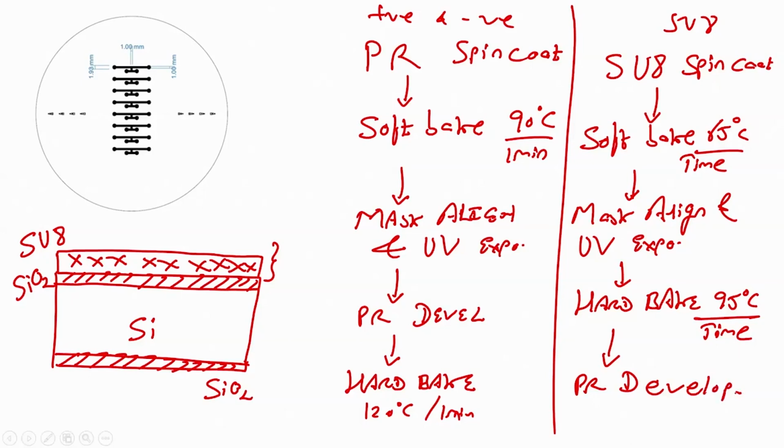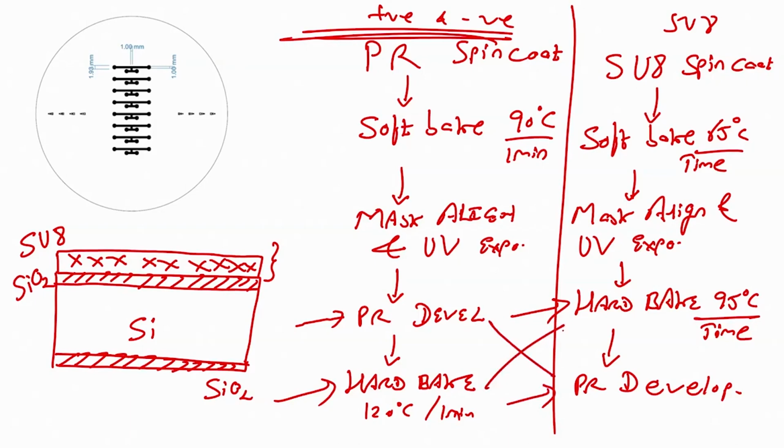Where is the difference? In SU8, after soft bake and mask aligning, there is a hard bake before we go for photoresist developer, while in normal standard photolithography, once you have soft bake, mask aligner, there is a PR developer and then there is a hard bake. You see here, after mask aligner, there is a hard bake and then there is a PR developer, right. This is the only difference.